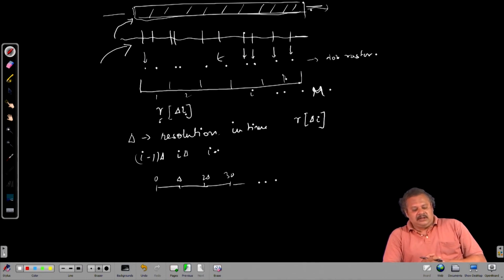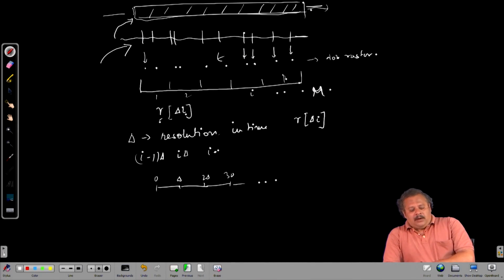The larger the delta, the fewer repetitions we may need, and the smaller the delta, the more repetitions we need in order to reliably estimate the R delta i, or the spike rate in a specific window of size delta at the ith position, and so on.